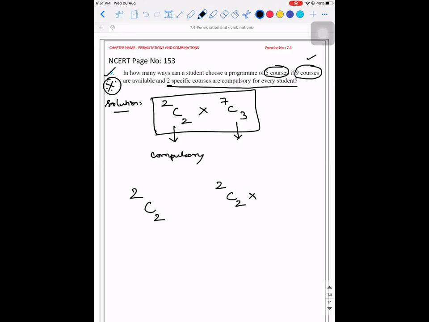But the 2 courses are inside that 9 courses, no, sir. That's what is 2C2 into the remaining courses. See, remaining non-compulsory courses are how many? The remaining courses which are not compulsory are 7, and you can choose any 3 of the remaining. Okay, sir. That is the meaning. That is why 7C3. Got it?